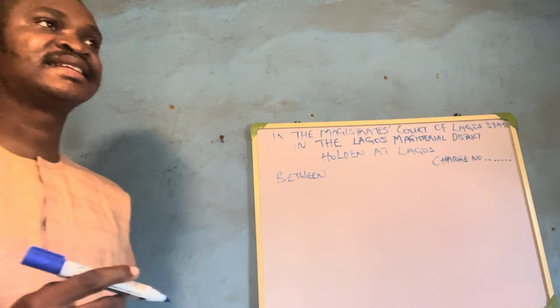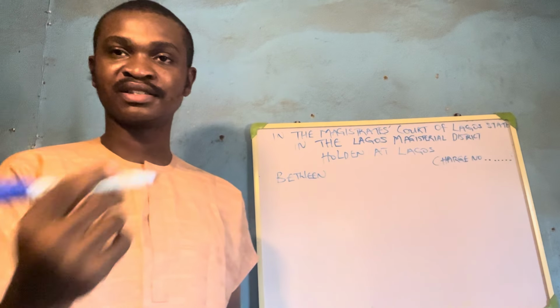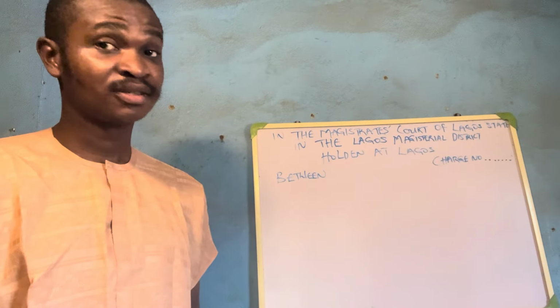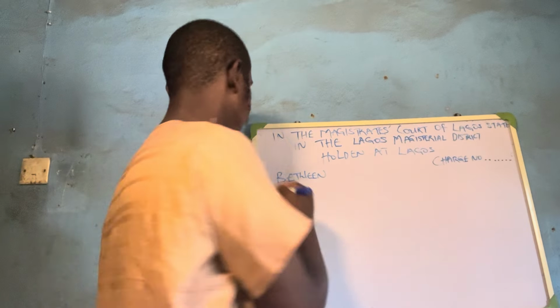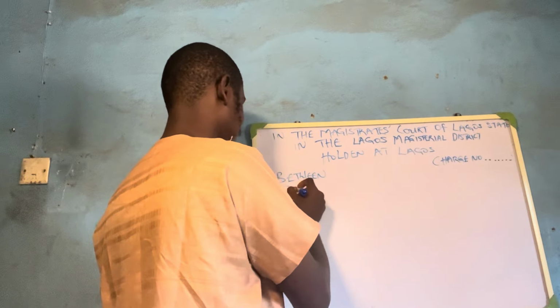Now, since it is in the magistrate court, who is the prosecutorial authority in the magistrate court? Or who is the complainant generally in the magistrate court? The Commissioner of Police. Thank you. I know not all of you said Commissioner of Police, but thank you too.